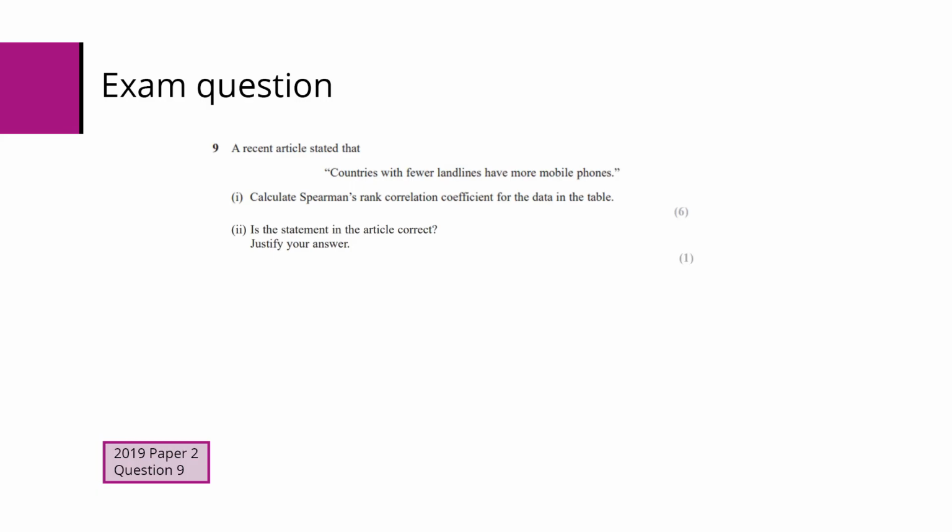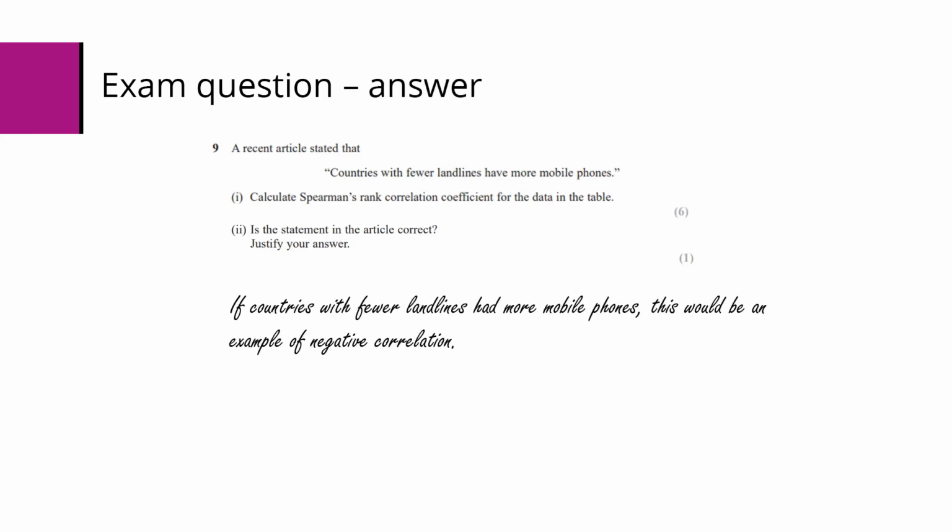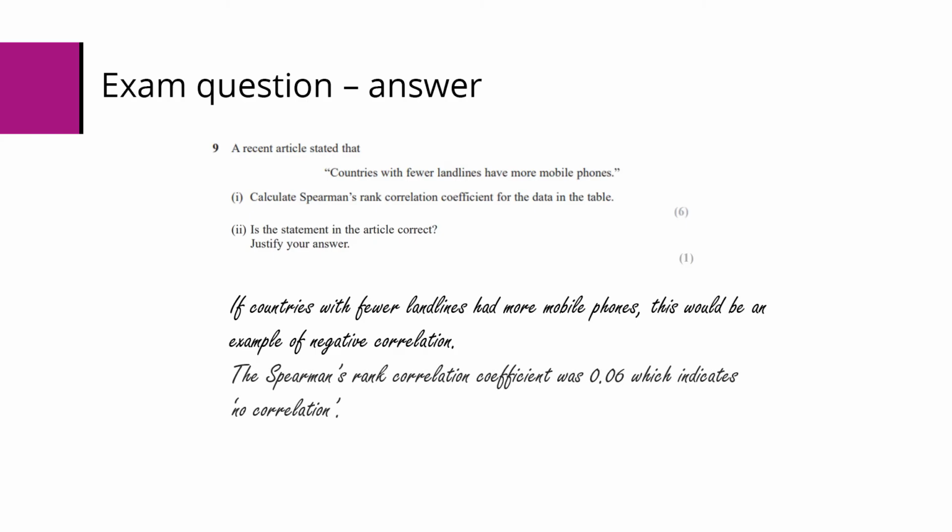And we're asked to justify our answer. A reminder that the statement was countries with fewer landlines have more mobile phones. So fewer landlines having more mobile phones, that would be an example of negative correlation. One thing being lower suggests the other one is higher, is negative correlation. But we got a correlation coefficient of 0.06, which is close to zero, so no correlation and not an example of anything like strong negative correlation. So the data does not support the statement that was made.